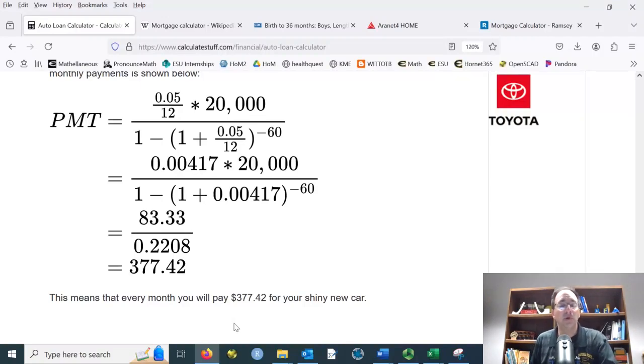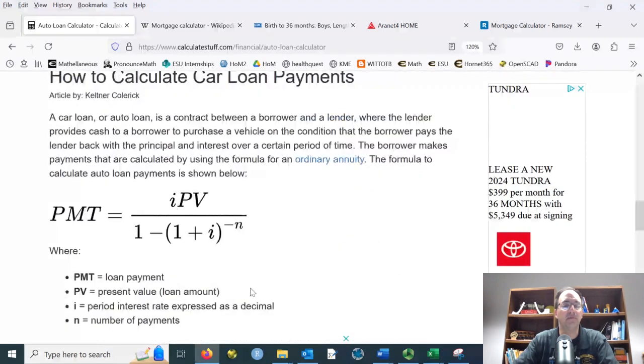Hello. Suppose you want to get a car and you want to know how much it's going to cost to get a loan for that. How would you figure it out? Of course, there's a formula for that, and here's an example worked out. It just comes from this formula right here.